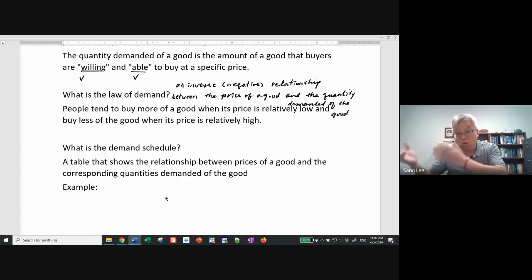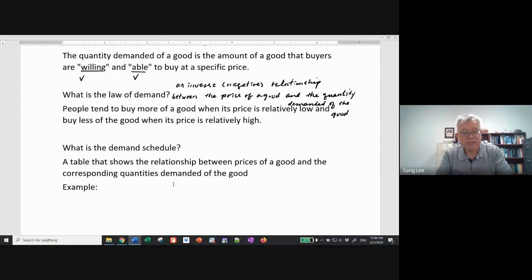So we already know the quantity demanded of a good. That is the amount of a good that people are willing and able to buy. And then look at its relationship with the price. So when price rises, people tend to buy less of the good. As the price falls, people tend to buy more of the good. That's what we typically observe in the marketplace. And that observation is called the law of demand.